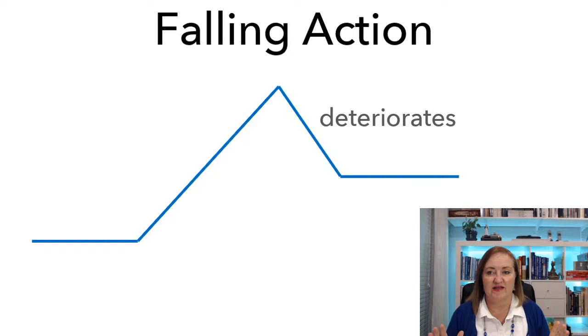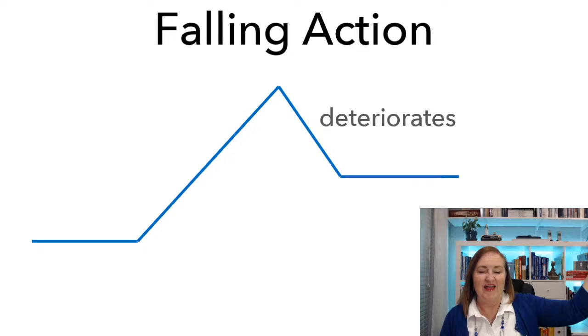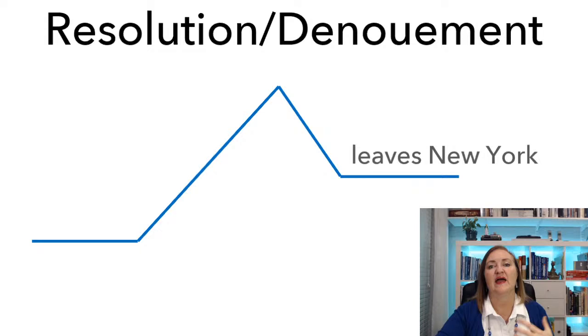He deteriorates, that's the falling action. He's at peak intelligence, and then he slowly starts to decline. Actually, it's not that slowly. And then the resolution, the end of the story, he leaves. He leaves New York. All right, so that's what I think.